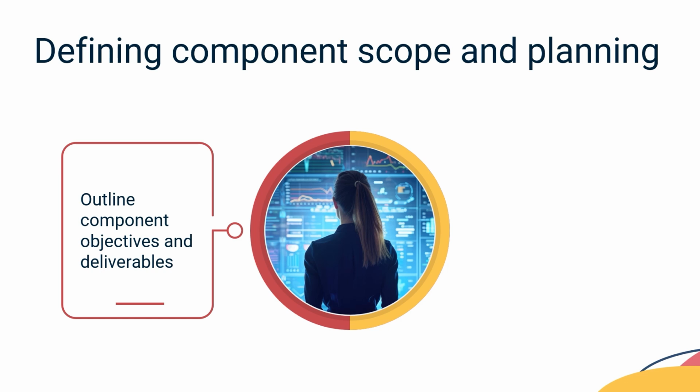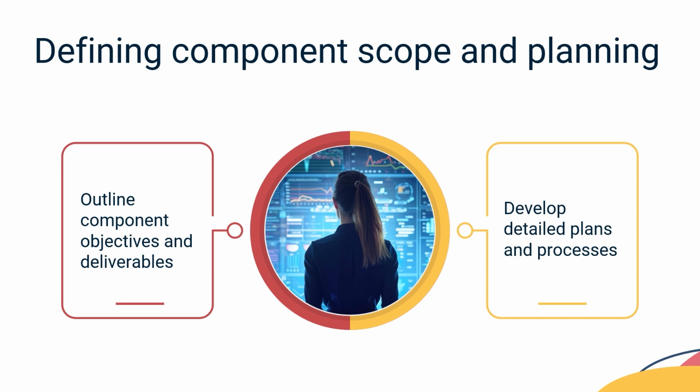During planning, the program manager develops detailed plans and processes for each component, including schedules, budgets and finance, quality, resource requirements, risk management, procurement, and communication strategies. The program governance plan provides additional guidance to achieve this goal.